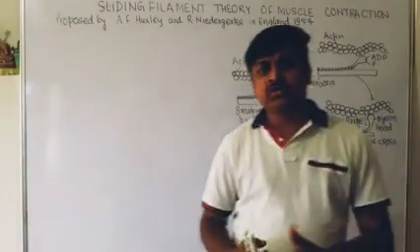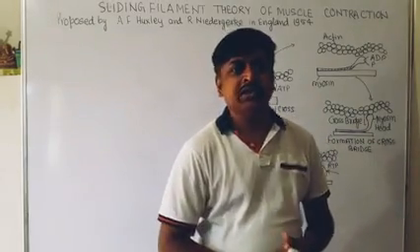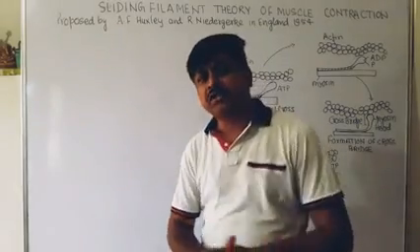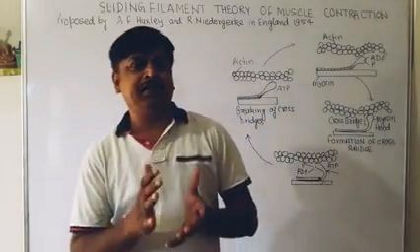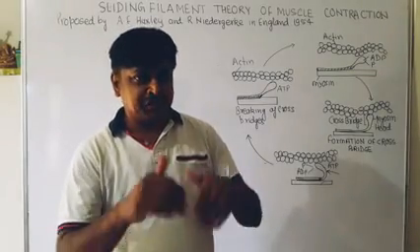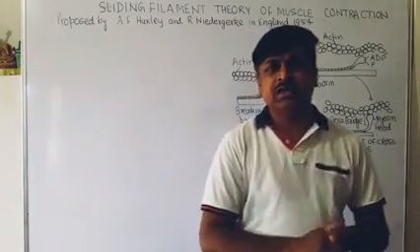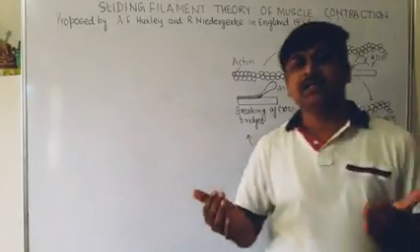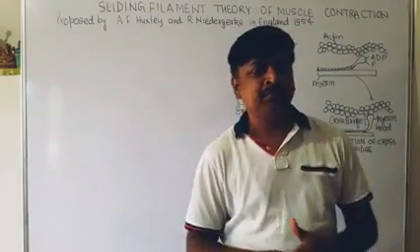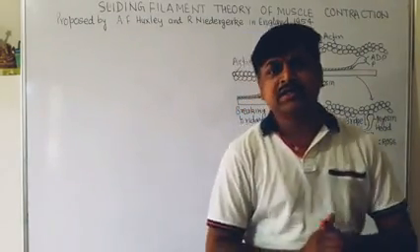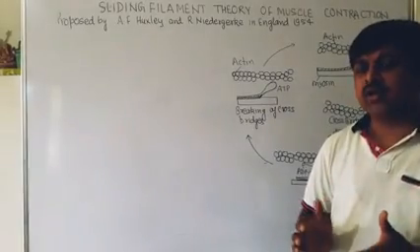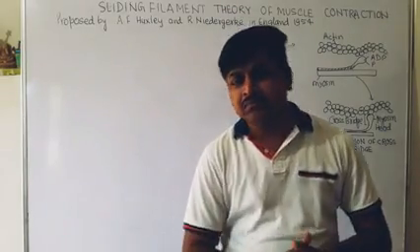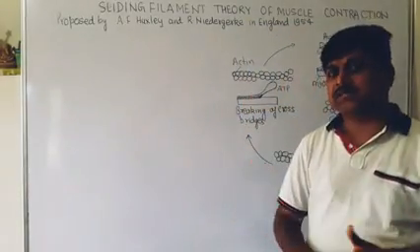Here I am once again to deal with the chapter Locomotion and Movement. Students, in this chapter I have already completed the introductory part. I have completed the types of movement that take place inside our body. At the same time, I have completed the types of muscles. You have studied about the striated muscle, non-striated muscle, as well as the cardiac muscle.